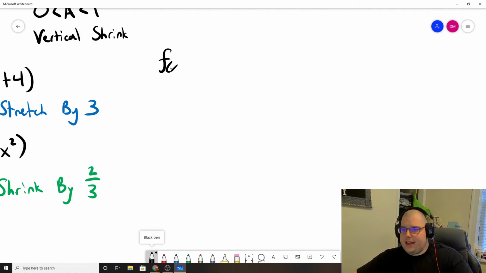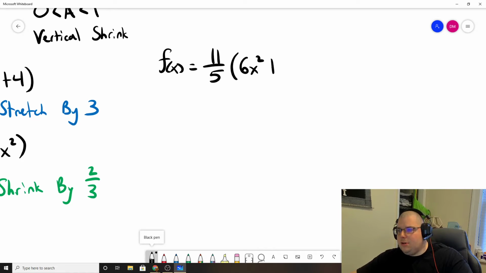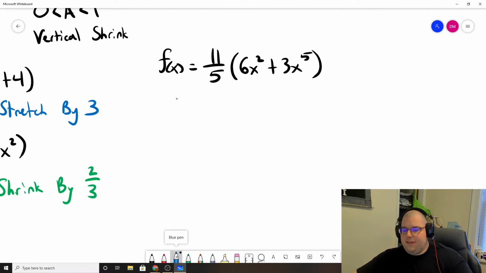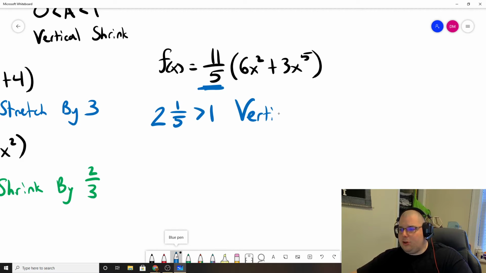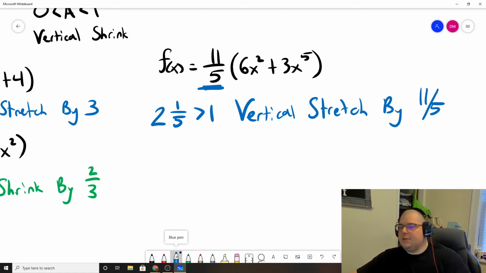So if f of x is equal to 11/5 times 6x squared plus 3x to the 5th power, this 11/5, as a mixed number, is 2 and 1/5, and 2 and 1/5 is greater than 1, so this is going to be a vertical stretch by 11/5.